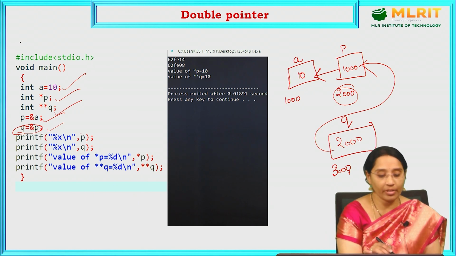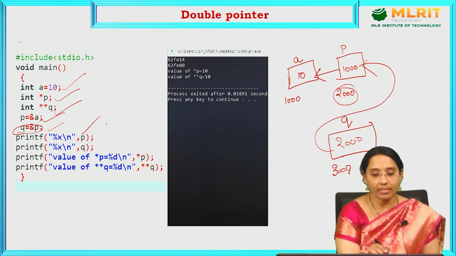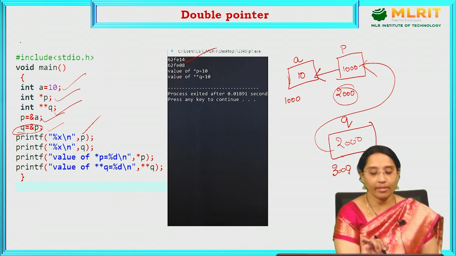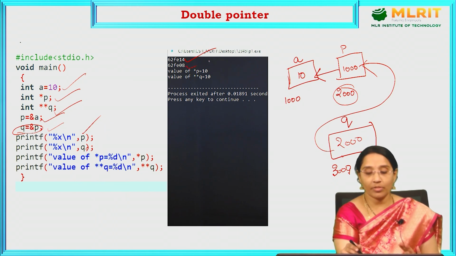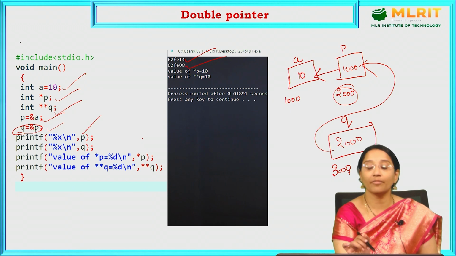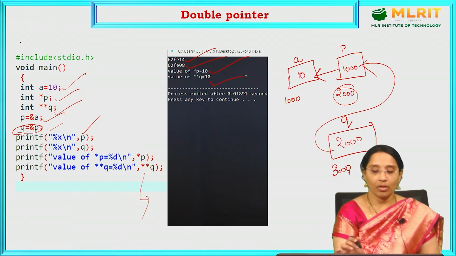So, printf here P. P will give you some address. This is the address you got. Next, Q is a pointer variable, a double pointer, which also gives you the address. Now, the value of star P gives you the value which is 10, and here also again double star Q. Here also you will get the answer because we have initialized the value to 10.